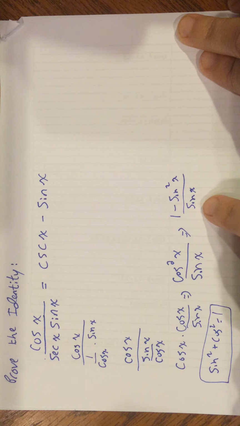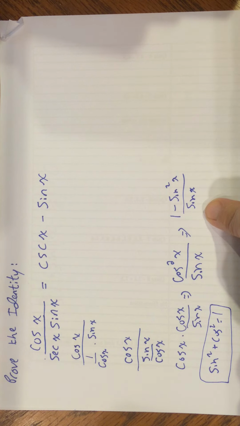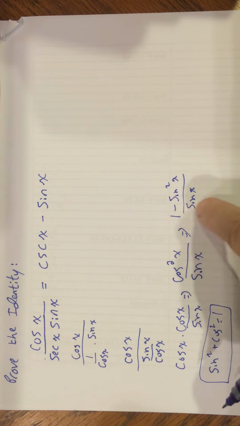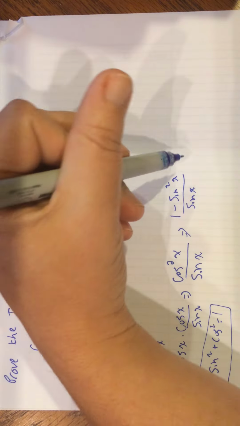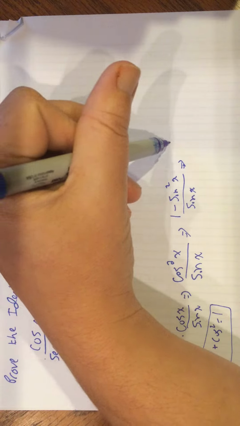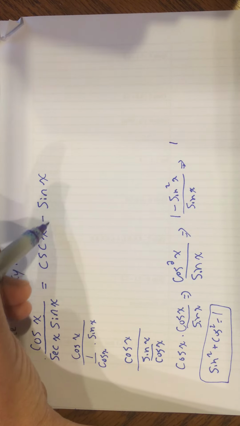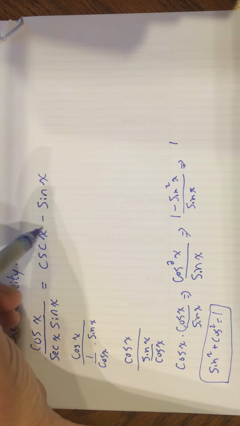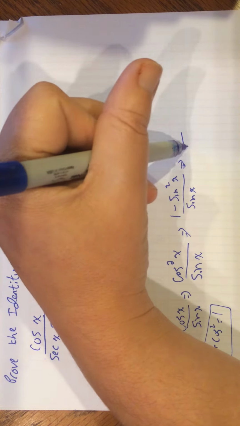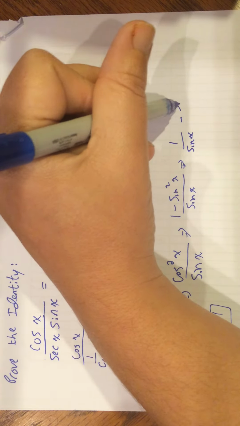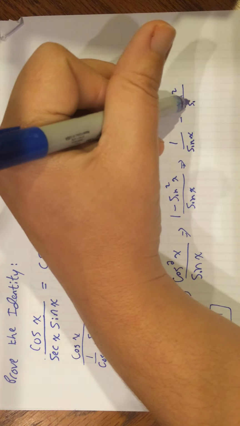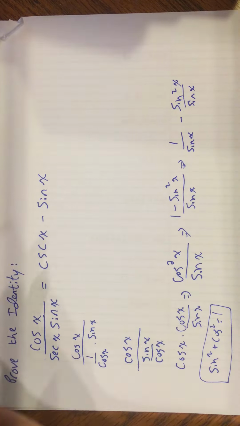Now I have a common denominator. Usually when we're combining fractions, we're trying to find a common denominator. Here I already have one. So I'm going to go ahead and just write it as two different fractions with that same denominator. I'm going to split up the fractions instead of combining them. And the reason I'm doing that is I see this minus up here. So I know I want two different terms. So I'm going to get 1 over sine x minus sine squared x over sine x.